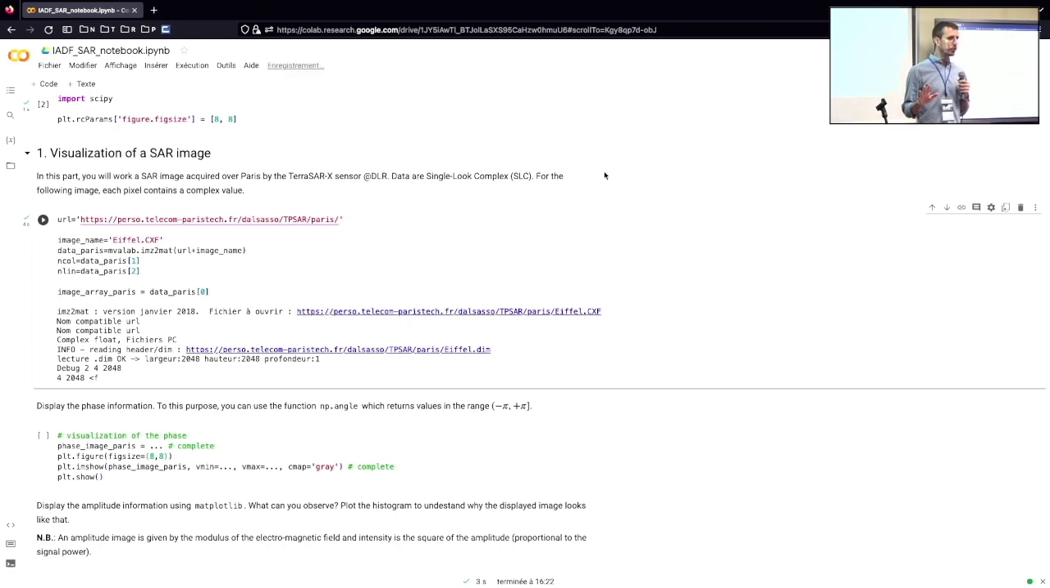When you download the images from the different websites, there are different conventions depending on how the data are stored. Sometimes you can have, indeed, in each pixel, a complex value. Sometimes you have an image which has two channels, one for the real part, the other one for the imaginary part. So the message is, have a look at the README or at the metadata to see how the data are stored so that you can know what you are manipulating.